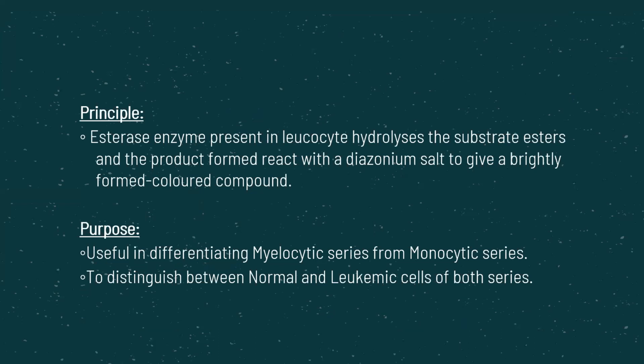Okay? So principle. So esterase enzyme present in leukocyte hydrolyzes the substrate esters and the product formed react with a diazonium salt to give a brightly formed colored compound. Okay? So this is used to differentiate myelocytic series from monocytic series. Okay? So basically to differentiate myelocyte from your monocytes. Okay? To distinguish between normal and leukemic cells of both series.